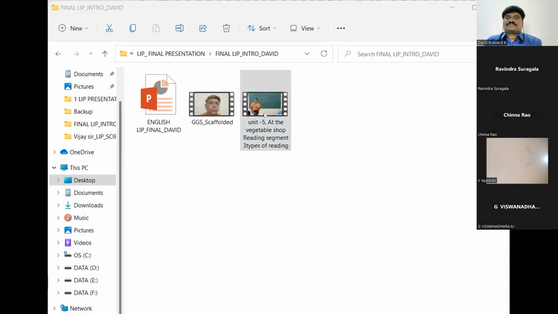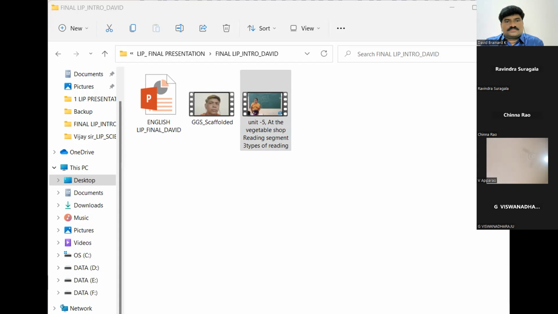Now let us see reading segment. Okay, reading segment 1. Now you open your textbook page number 67, At the Vegetable Shop. And you have to see the segment starting from Ramu's mother. He is busy at home to listen to them speaking. From there to there you have to start reading. Now you have to do individual reading. From here up to where you have to read? Listens to them speaking. See where it is? Did you see? Okay. Up to speaking, you have to read.